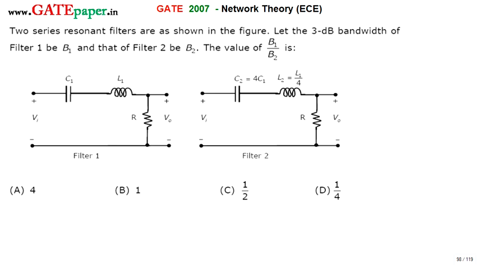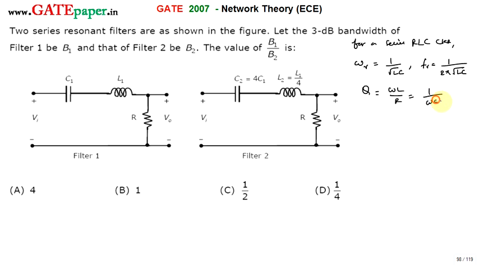So first we will see how to calculate the bandwidth of a series RLC circuit. Then we will use the corresponding values. For a series RLC circuit, resonant frequency omega R is equal to 1 by root LC. Otherwise, resonant frequency FR is equal to 1 by 2 pi root LC. And next, the Q factor for a series RLC circuit is omega L by R, otherwise 1 by omega CR.